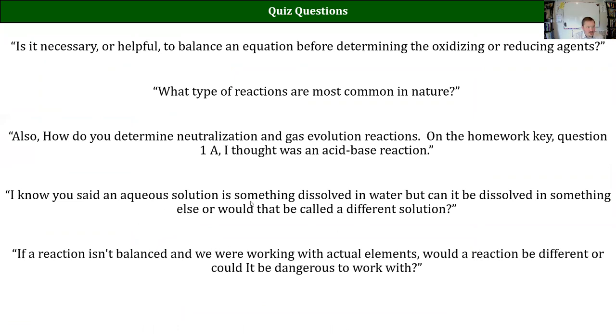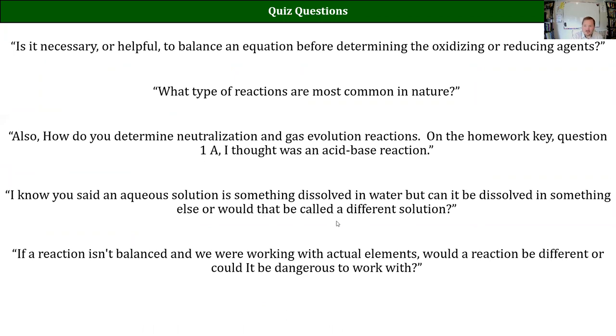Couple other random questions. I said an aqueous solution is something dissolved in water, but can you have something dissolved in something else? Can you have a different solvent and still have it be a solution? We wouldn't call it aqueous.